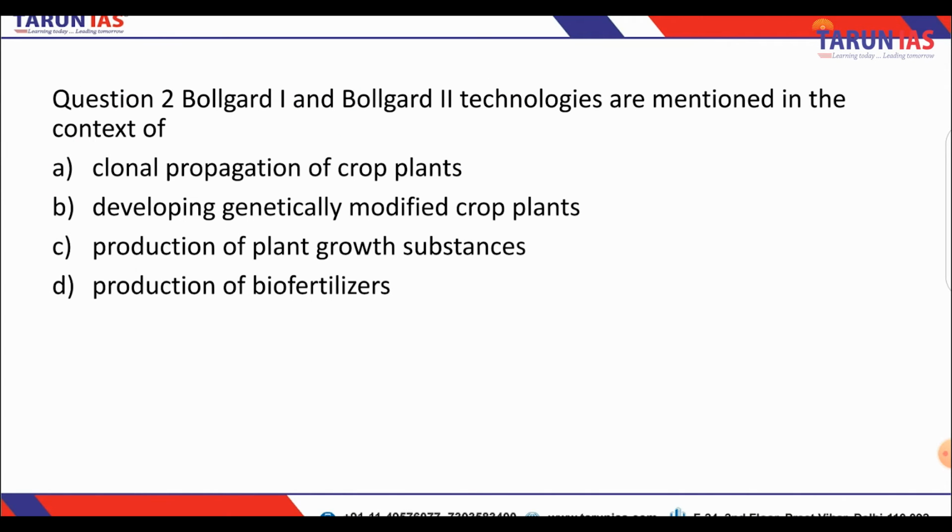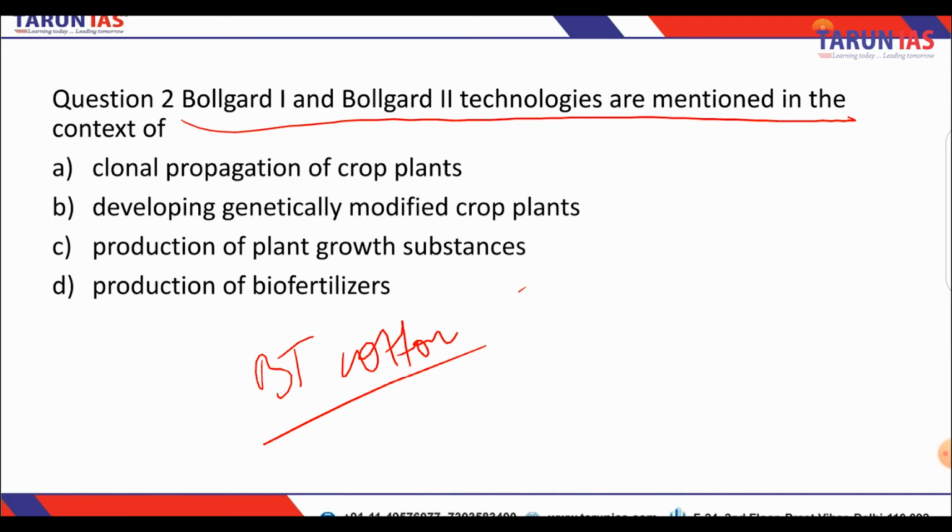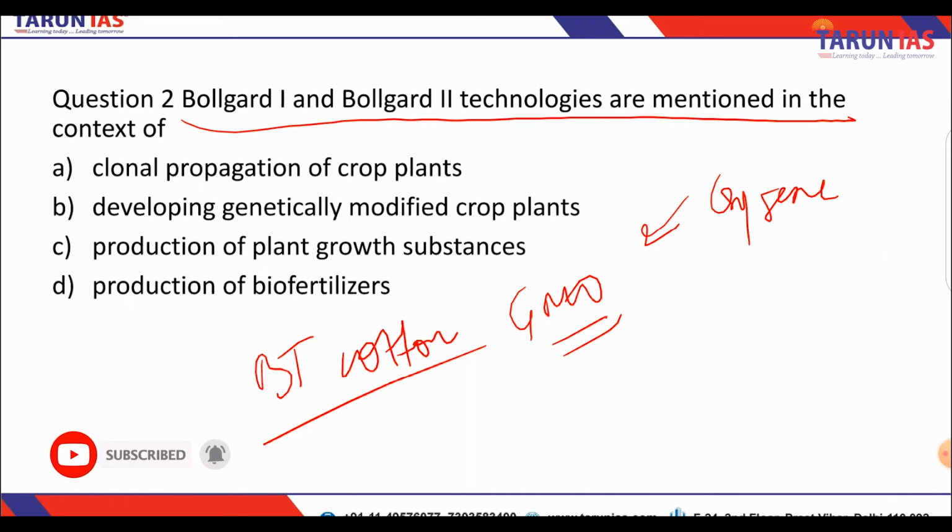Question number 2 says, Bollgard 1 and Bollgard 2 technologies are mentioned in the context of. Now, BT cotton is so far the only GMO crop with a certain success rate. Some GMO crops have been developed, but they have not been marketized or commercialized to such an extent as GM cotton. This GM cotton was designed using the gene known as the cry gene from Bacillus thuringiensis. That is the reason why it is known as BT cotton.